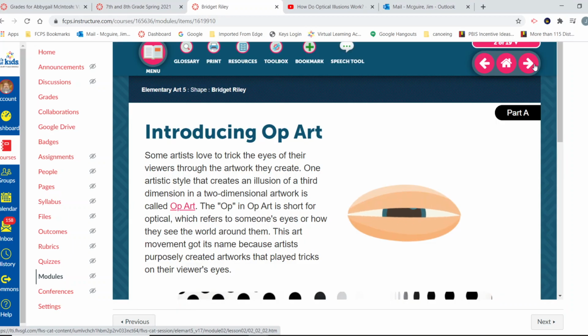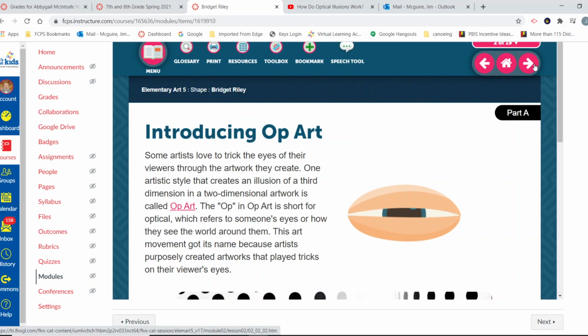Some artists love to trick the eye of their viewer through their work of art. One artistic style that creates an illusion of a third dimension is a two-dimensional artwork called op art. The op in op art is short for optical, or how someone sees the world around them, how it affects their eyes. This art movement got its name because the artists created artworks that play tricks on the viewer's eyes. And they're really not just playing tricks on their eyes, they're playing tricks on their mind.